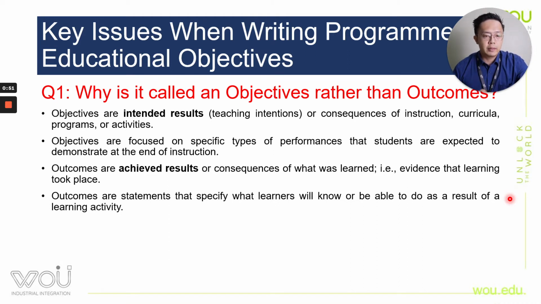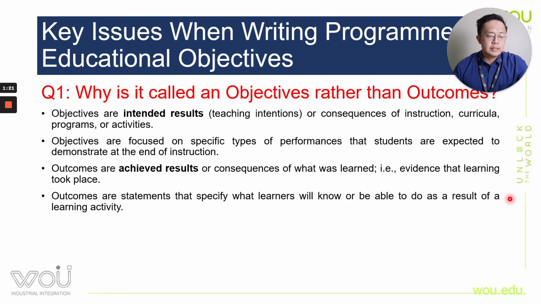So what's the first key issue that you normally encounter when writing the program educational objective? Perhaps you might be thinking right now, why is program educational objective called an objective and not an outcome? If you compare to PRO or CRO, they are called outcomes: program learning outcome, course learning outcome. However, program educational objective is called objective and not outcome. So what's the meaning here? If you look at the slide, it explains why it's called an objective and not an outcome.